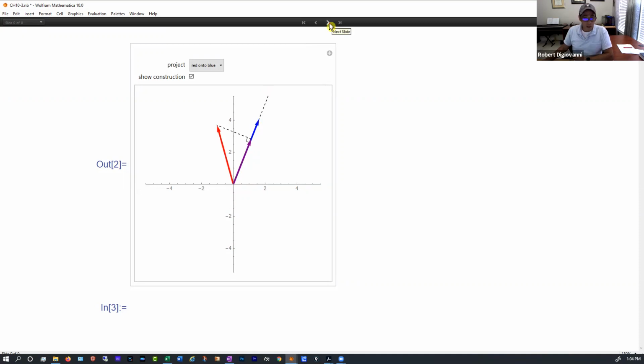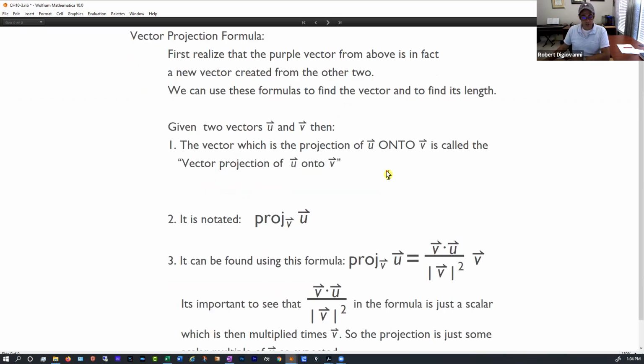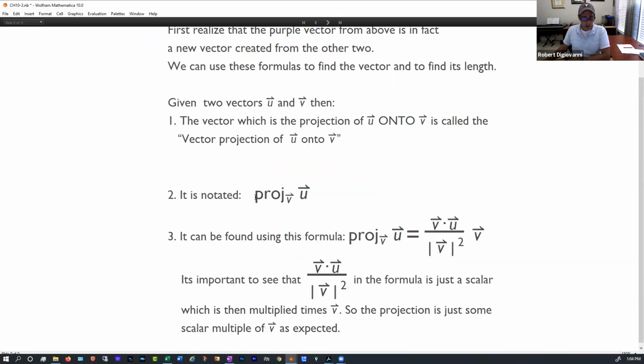So we need a formula. If I give you two vectors, we need a formula that will allow you to find this new vector. Here's the vector projection formula. This is the notation we use. Whenever we want to do a vector projection, we write proj for projection, subscript it with V, and then put the U vector here.